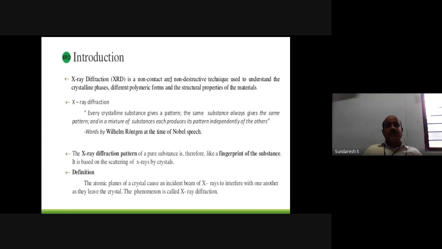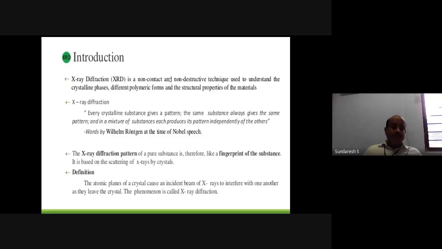So what they say, the X-ray diffraction pattern of a pure substance is just like the fingerprint of the substance. It is based on the scattering of X-rays. When X-rays pass through the crystals, they will be scattered, and how they are scattered will be captured in the form of an image. That is what we call an X-ray. I think you might have gone to diagnostic centers where you have seen how they take an X-ray.